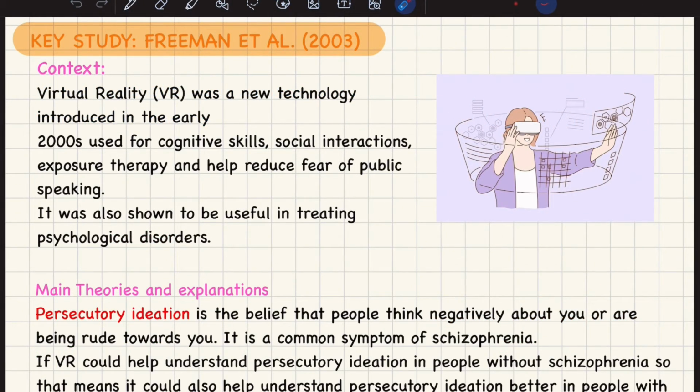Now we are going to do the study by Freeman et al. in 2003. And this is a key study, which means it is a very important study to learn. The context of the study is what virtual reality actually is.